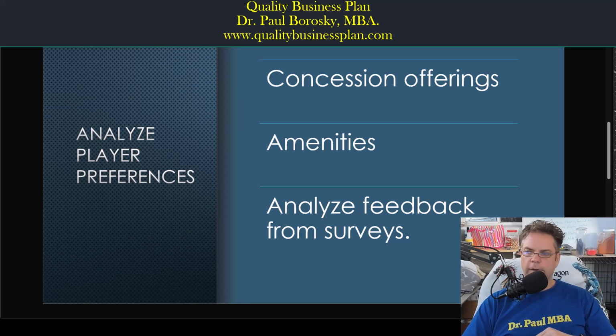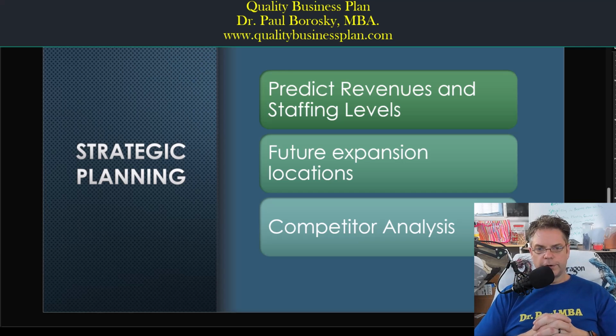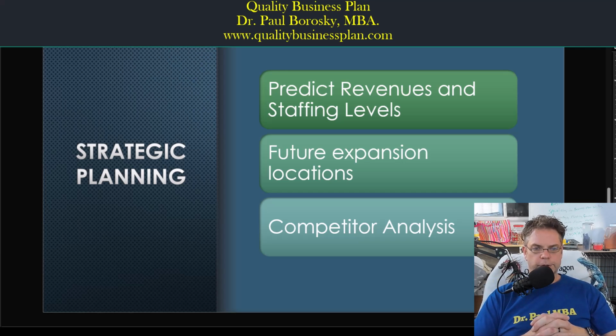All right, let's move on to the last. And finally, the third area where artificial intelligence could be helpful for a pickleball company is strategic planning. This is one of my favorite ways to use artificial intelligence, for strategic planning as well as for business planning. Some of the specific ways you can use it for strategic planning is to predict revenues and staffing levels.